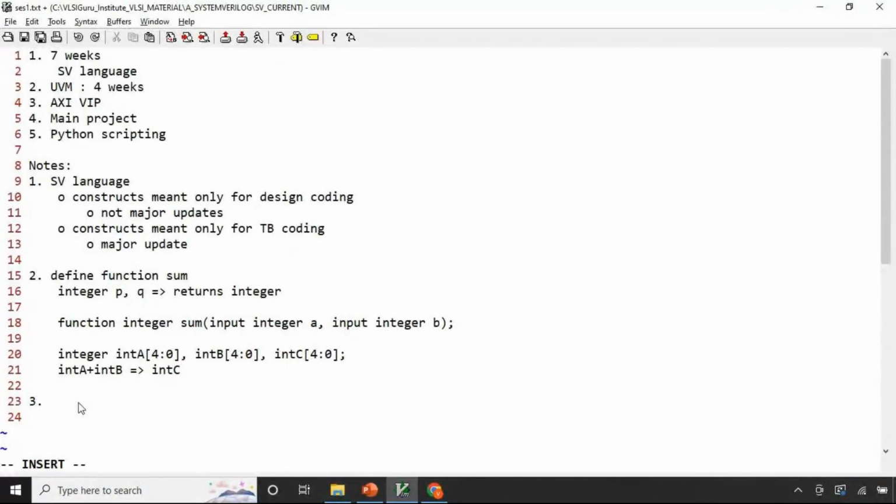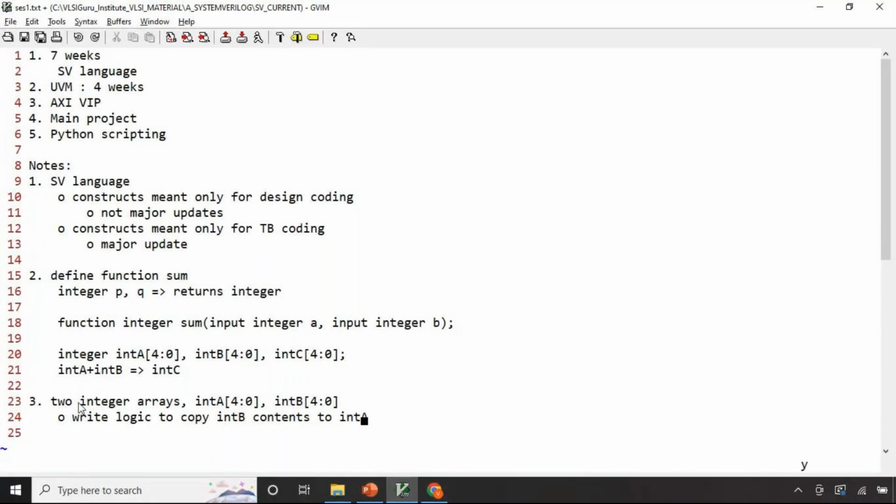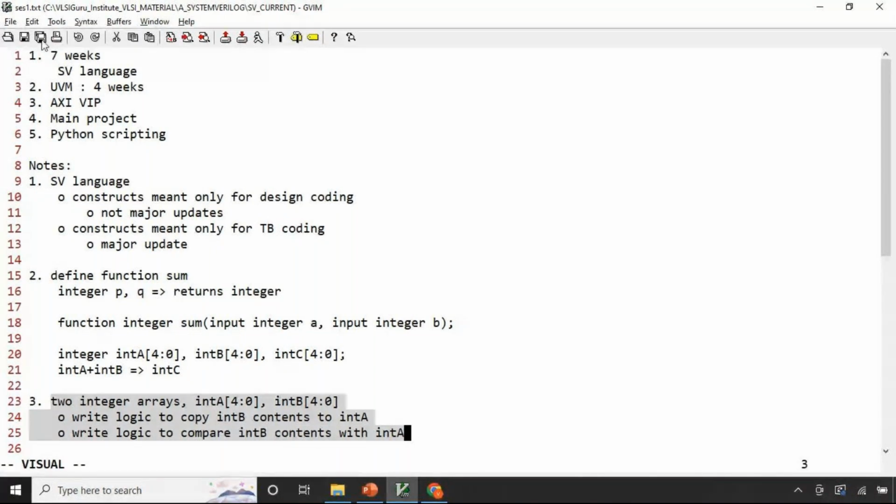I have two integer arrays, int A and int B. Again, both are size 4000. Write logic to copy int B contents to int A. Write logic to compare int B contents with int A. This is the second question. I'll give that question and post it.